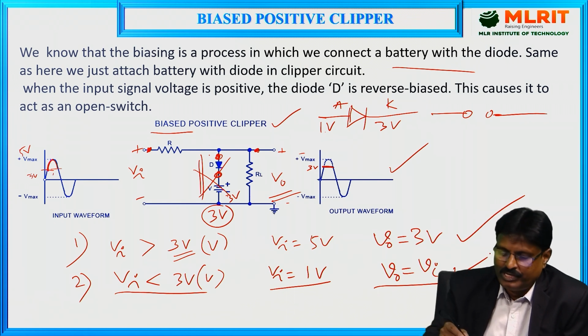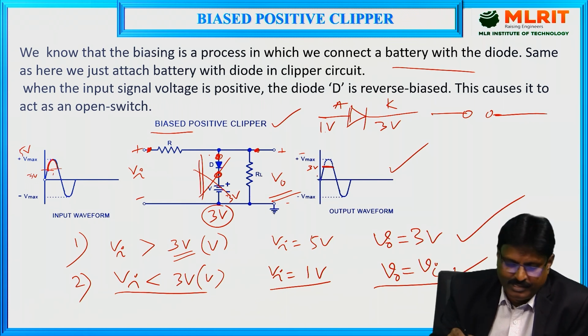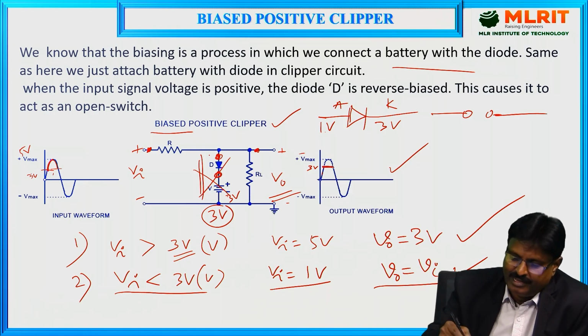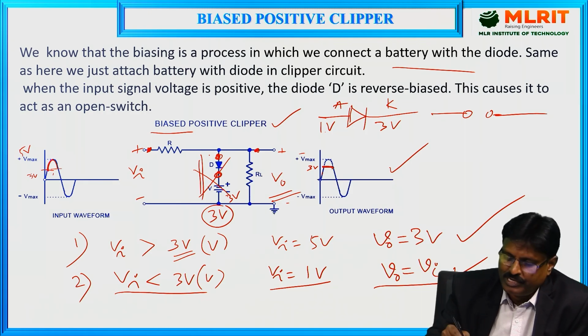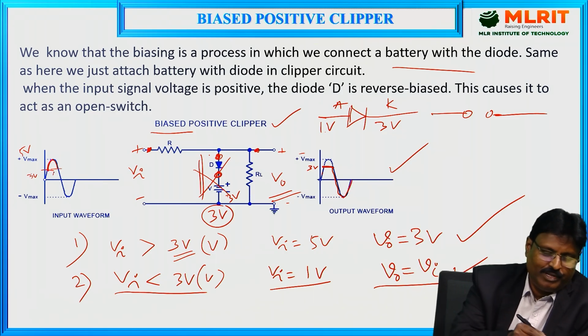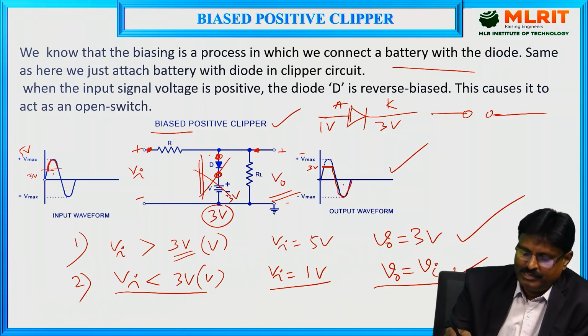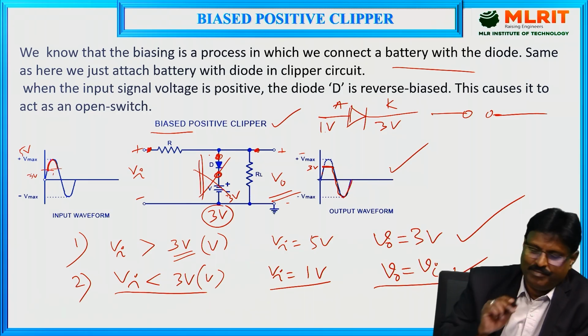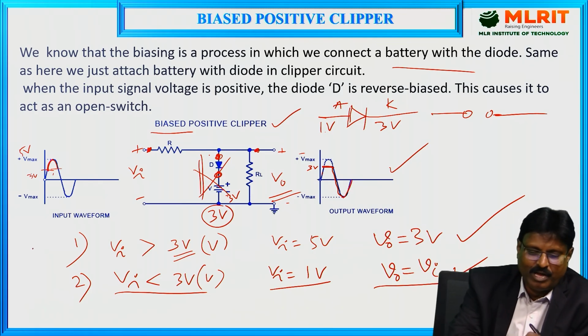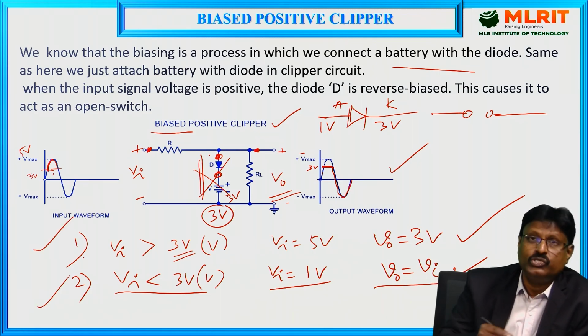So that's why, as you can see, whenever the input voltage is greater than 3 volts, the output voltage is 3 volts, right? Whenever it is less than 3 volts, it has to follow the input voltage. So here, same output is same as the input. This is about the operation of the biased positive clipper.